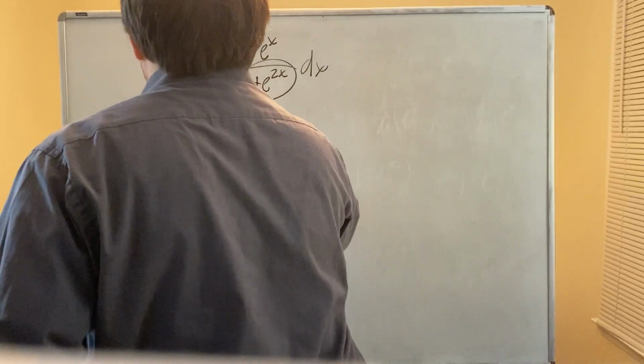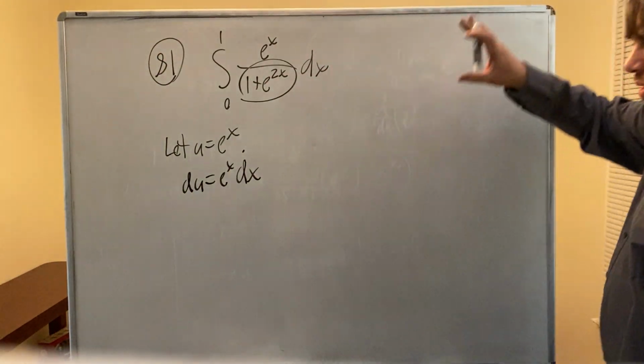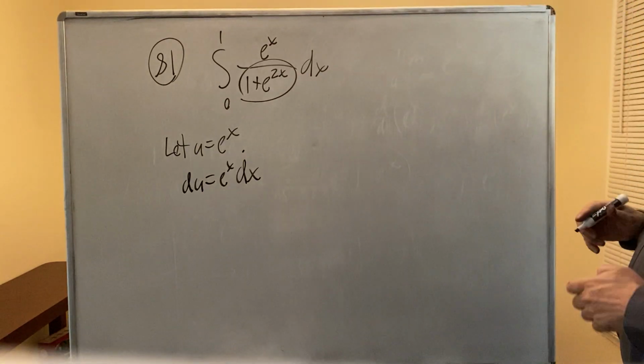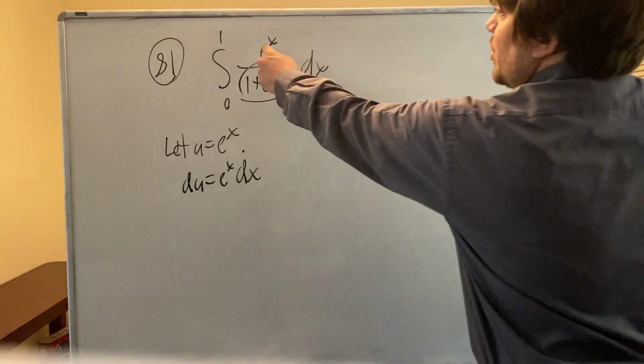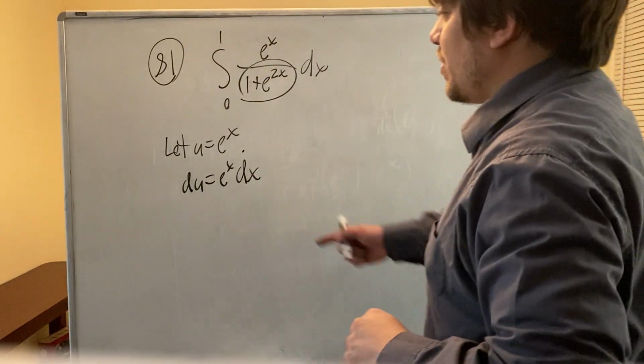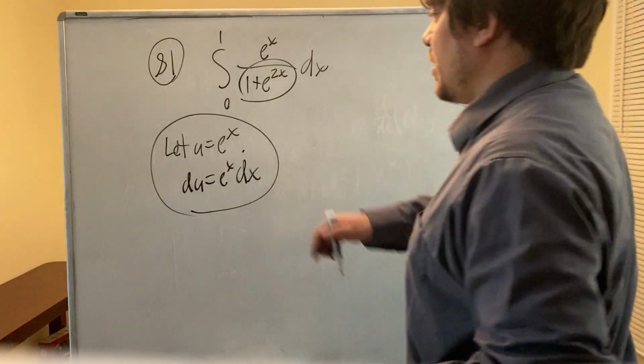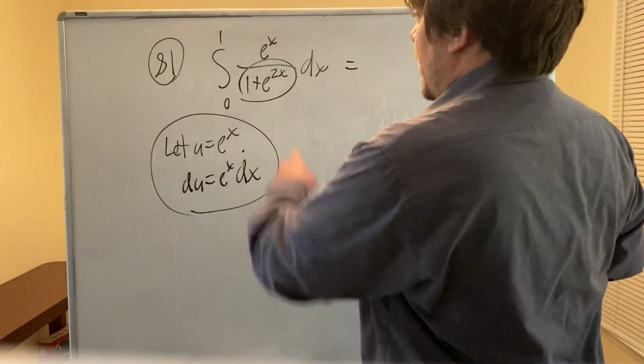du is e to the x dx. In my head I was thinking about when you plugged in u equals e to the 2x, you can't get rid of the du because there's an e to the x there. So let's focus on what works. Let u equal e to the x. du is e to the x dx. So we can substitute here.